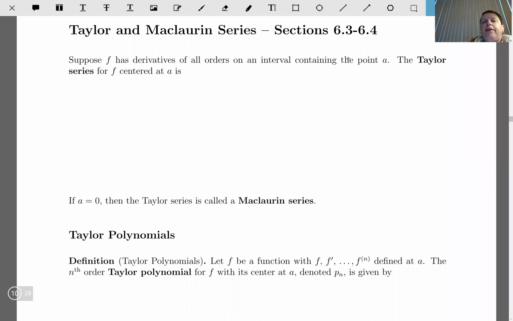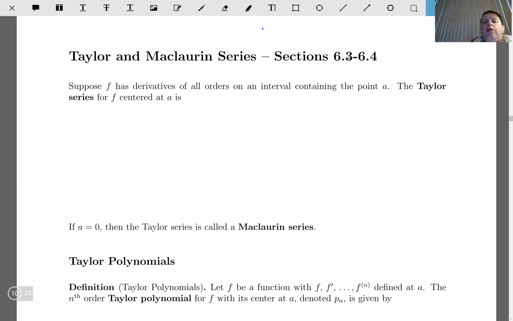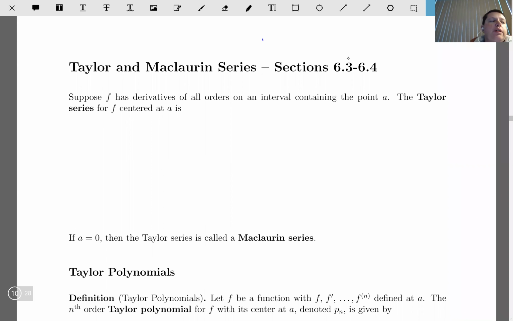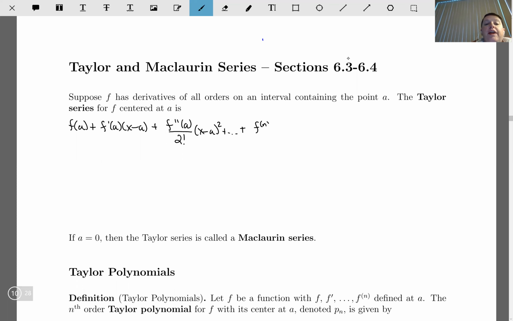Let's suppose f has derivatives of all orders on an interval containing the point a. The Taylor series for f centered at a is given by f of a plus f prime of a times (x minus a) plus f double prime of a over 2 factorial times (x minus a) squared, right? And if we wanted to know what the nth term looks like, it's the nth derivative evaluated at a over n factorial times (x minus a) to the n, plus the next term, and this goes on forever and ever.